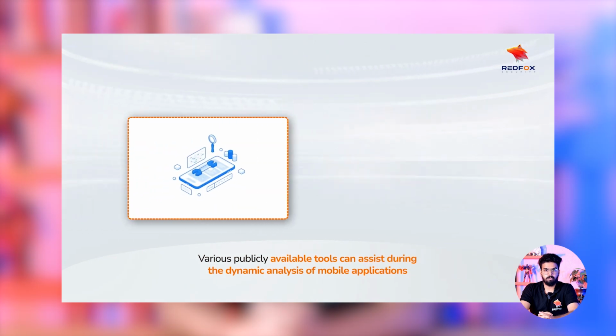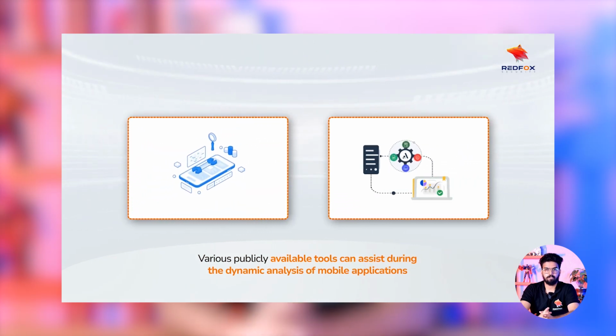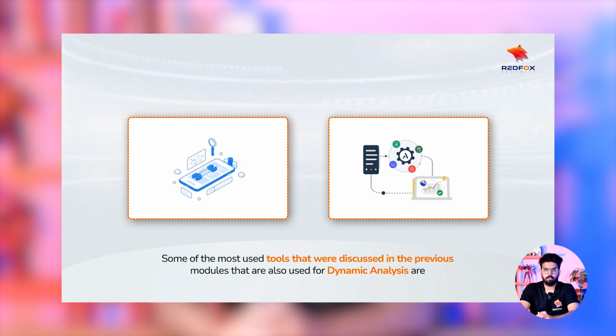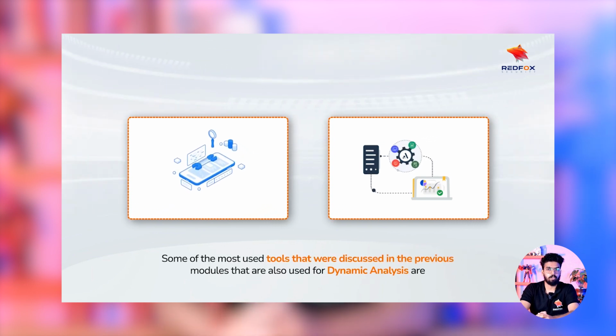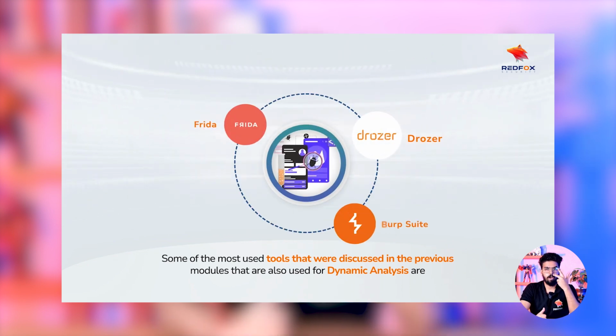Let's now look at some of the tools for dynamic analysis. Various publicly available tools can assist during the dynamic analysis of mobile applications. Some of the most used tools that were discussed in the previous modules that are also used for dynamic analysis are Frida, Drozer, Burp Suite, and MobSF.